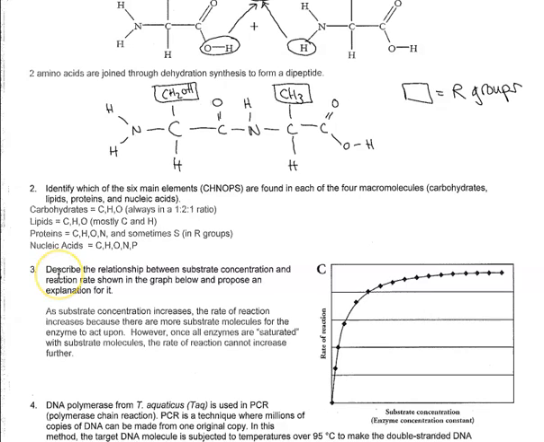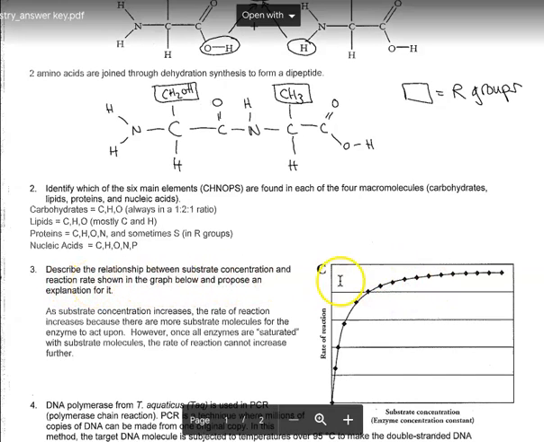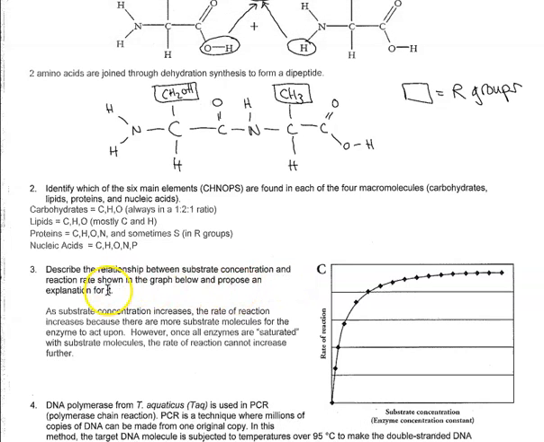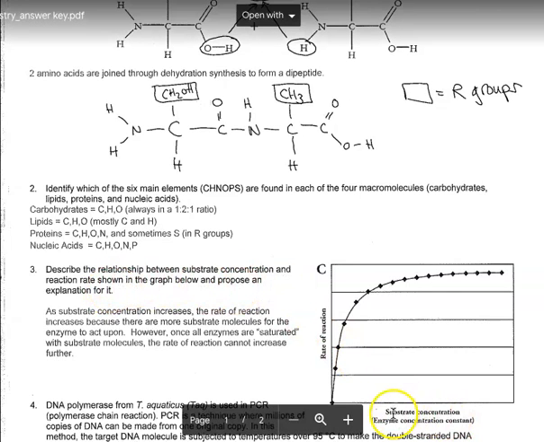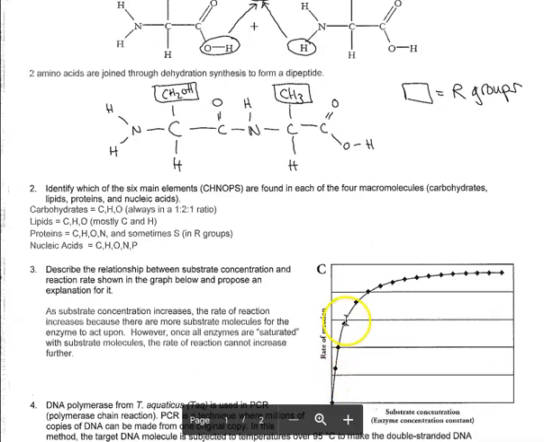Okay, question number 3. Describe the relationship between substrate concentration and reaction rate shown in the graph on the right, and propose an explanation for it. So you're seeing substrate concentration, okay? Substrate concentration can increase, but reaction rate is going to increase at one point and then stabilize, or plateau. This is called a plateau.